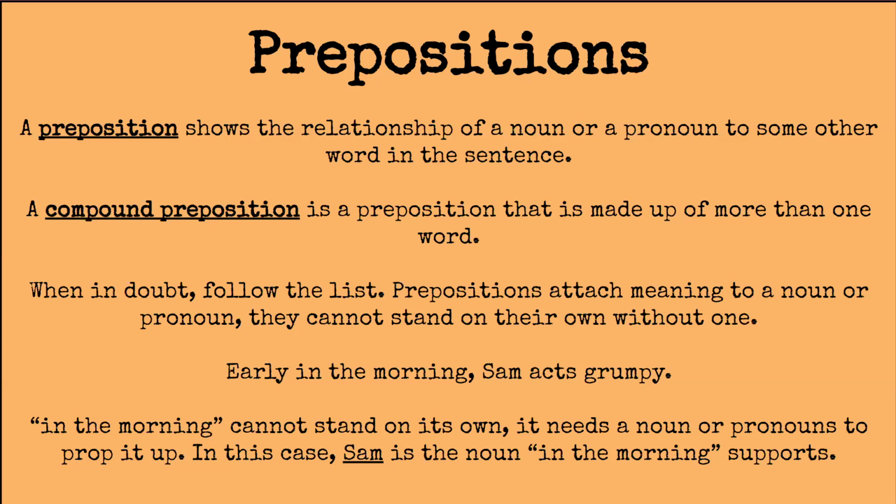A preposition shows the relationship of a noun or a pronoun to some other word in the sentence. It attaches meaning to two different sections of a sentence. A compound preposition is simply a preposition that has more than one word. It's one of the phrase ones, and they were both listed, both the individual preposition words as well as your compound prepositions.